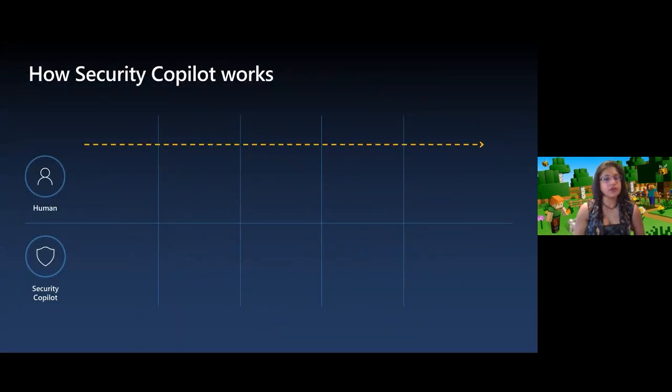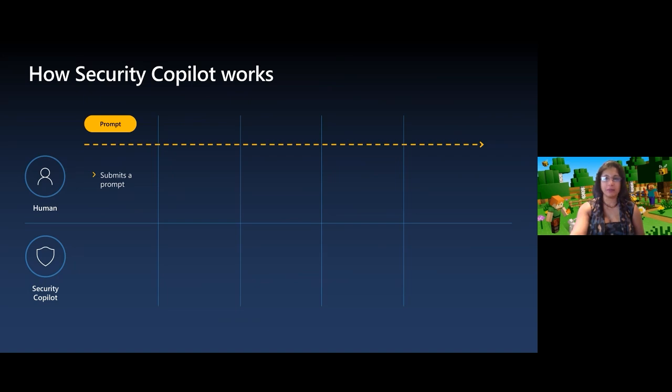Let's look at how Security Copilot works. One of the game-changing aspects of this technology is that you can interact with it using natural language queries, the same way that you interact with your friends and coworkers. Let's take a look at what happens behind the scenes when you ask a natural language query, because it may seem simple at face value, but there is a lot of sophisticated processing and computation that's taking place under the hood. Here's a very simplified look at what happens behind the scenes.